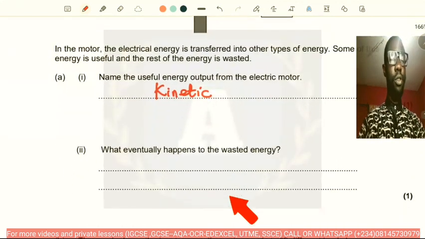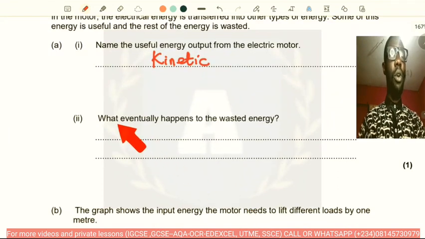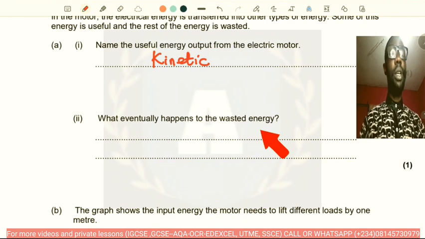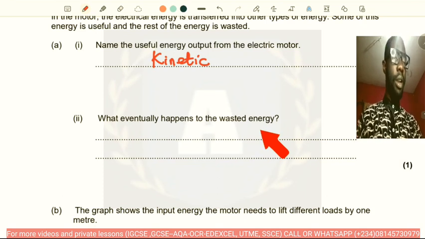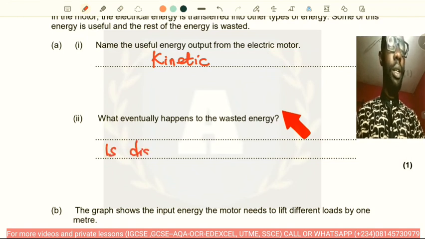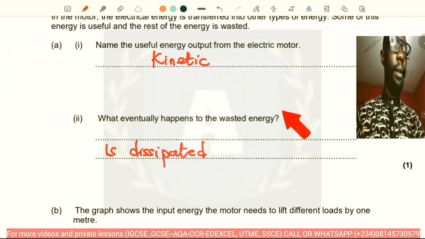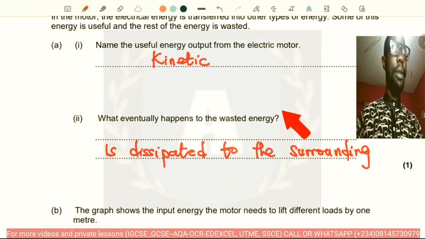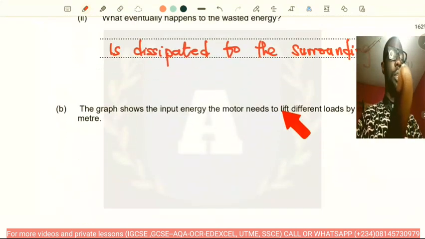Now, what does the next question say? What eventually happens to the wasted energy? The wasted energy is dissipated to the surroundings. So you can just write that wasted energy is dissipated to the surroundings.